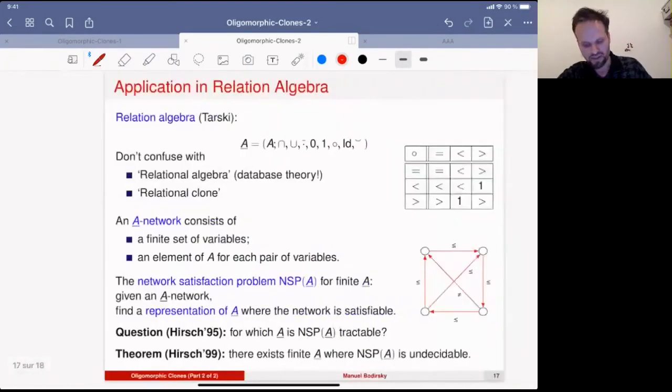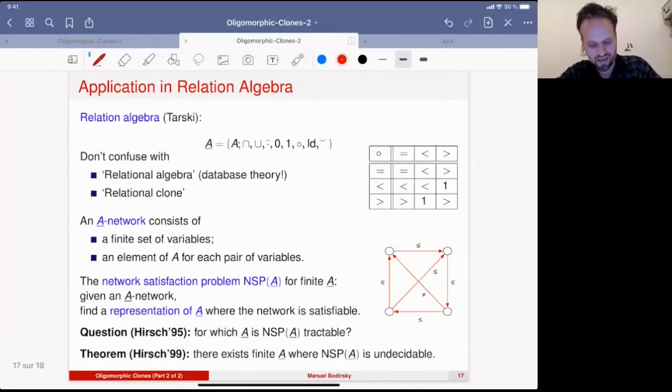Another application is relation algebra. This is a part of universal algebra, but I should still warn you that you should not confuse relation algebras with relational algebra. Relational algebra is a term that is used in database theory. It's another way of saying first order logic for them. So this is not the same.